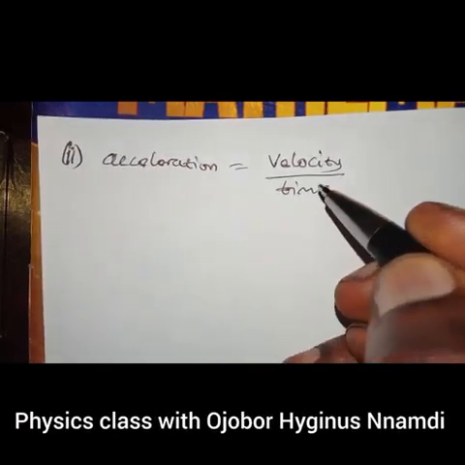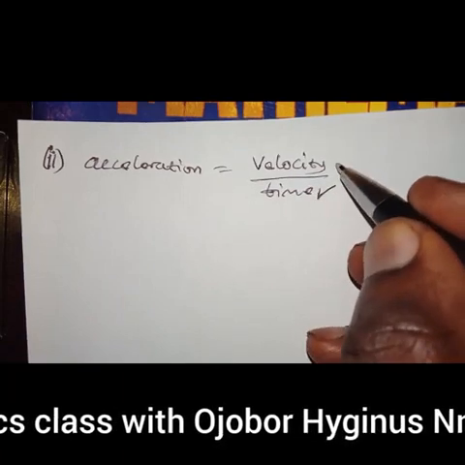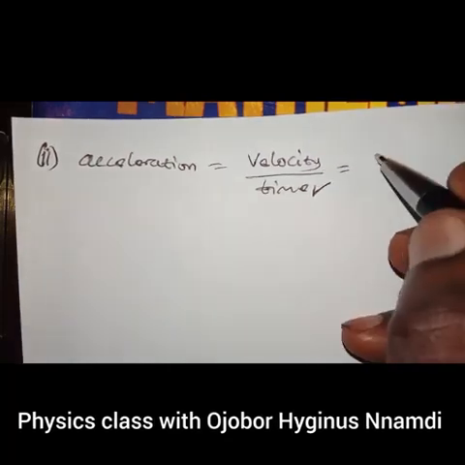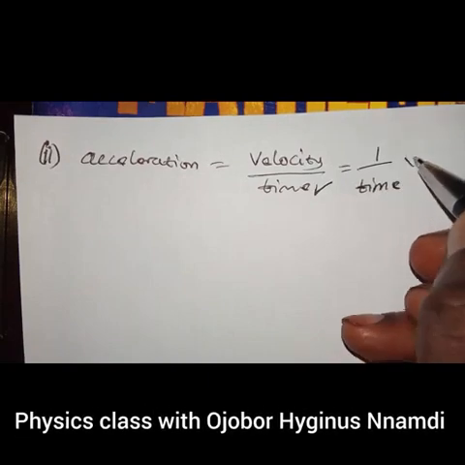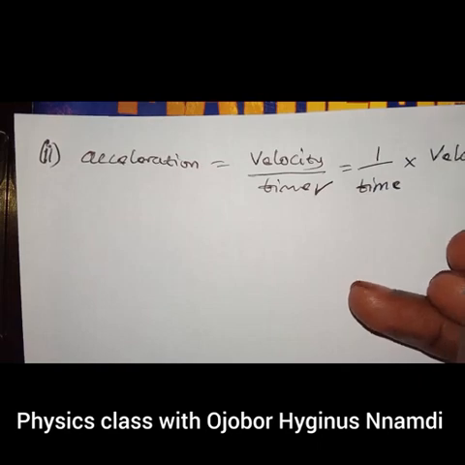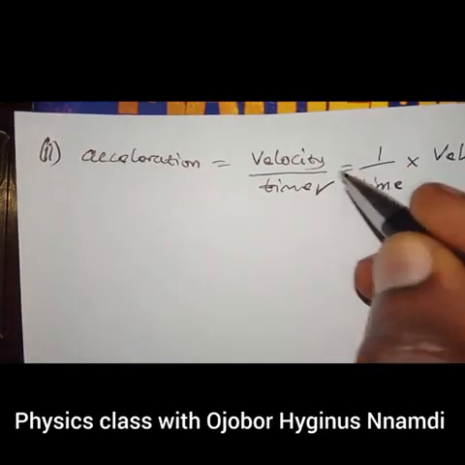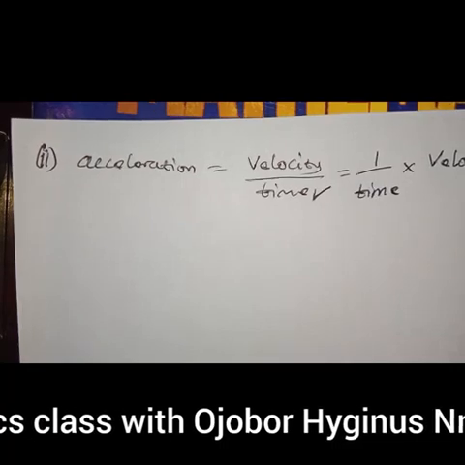We said acceleration is velocity over time. And if you look at velocity over time, time is a fundamental quantity that has dimension, while velocity is not. So we have to break down velocity. This velocity over time can be written as 1 over time times velocity over 1, because velocity times 1 will give you velocity over time and it will return like this. But I want to separate this so that I'll be able to break down velocity.